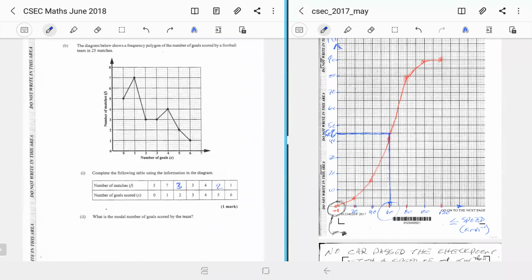Everybody okay with that? Yes, sir. What is the modal number of goals scored? What is the modal number of goals scored by the team? Sir, 6. The modal number of goals scored by the team is 6.